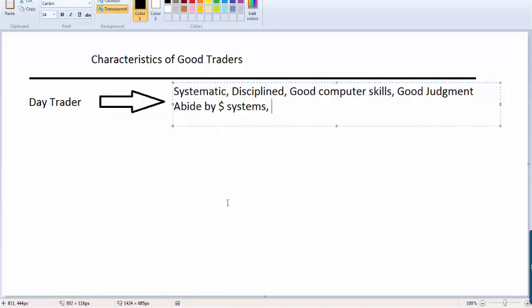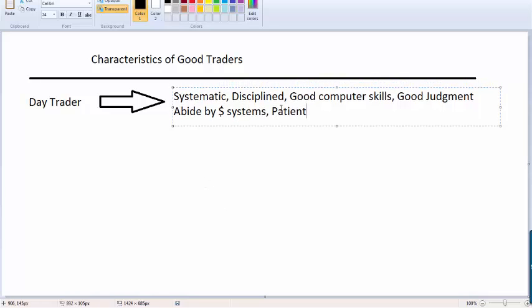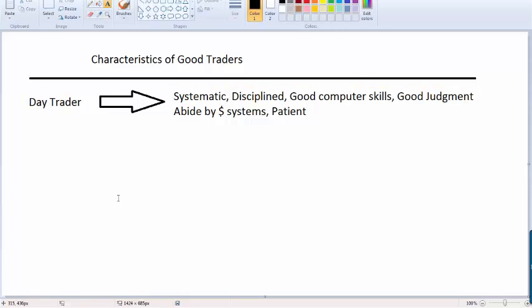Some day traders end up getting out of whack because they try to trade everything they see, and I'm actually going to say patient. Very good day traders don't just get in there and start clicking buttons like they're playing a first-person shooter video game. Okay, very good day traders know their signal, know their system, they wait for it, they plan for it, they trade it, they get out.